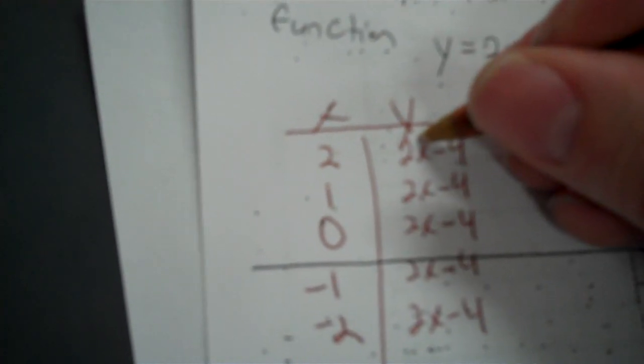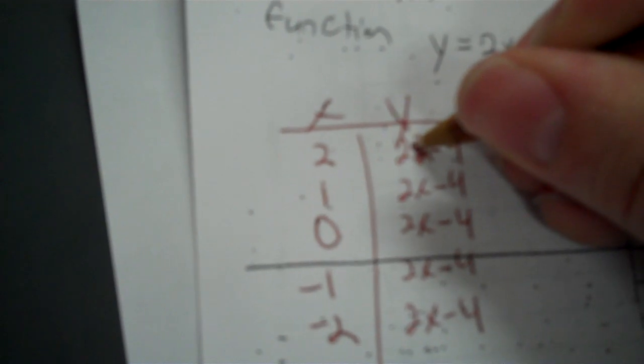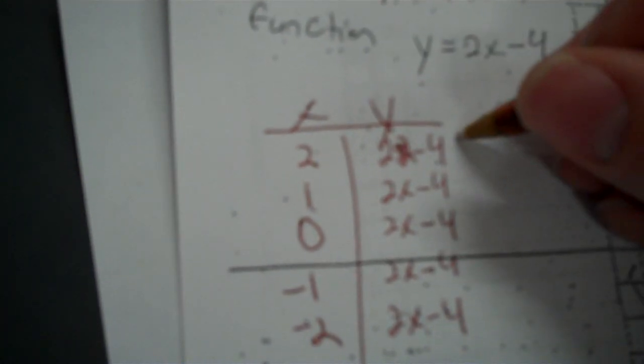Then I'm just going to substitute a 2 for the x. So I have 2 times 2 minus 4, which is 0. 2 times 2 is 4, minus 4 is 0. Then I put a 1 in. 2 times 1 is 2, minus 4 is negative 2. Put a 0 in. 2 times 0 is 0, minus 4 is negative 4. Then 2 times negative 1 is negative 2, minus 4 is negative 6, and I think you think the last one's negative 8. That's a linear function, okay?